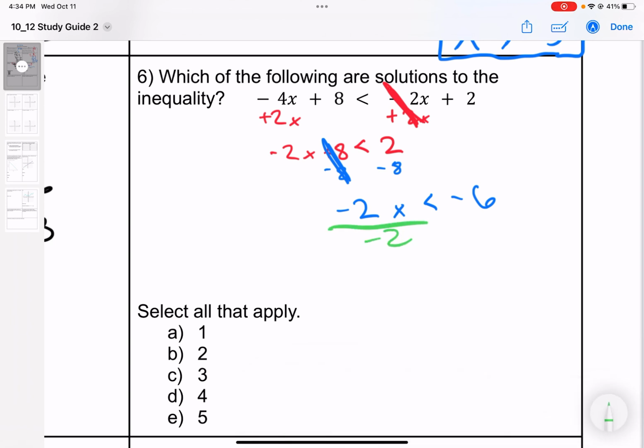Divide each side by negative 2. Hopefully you're remembering that when I divide by a negative, I flip the sign. Negative 6 divided by negative 2 is positive 3. So x is greater than positive 3.